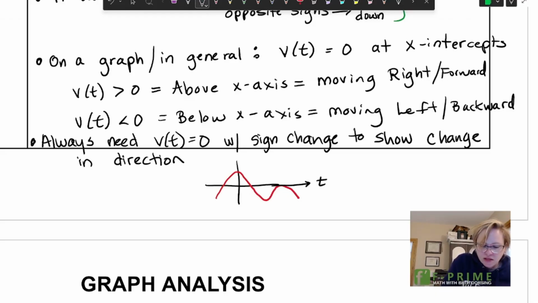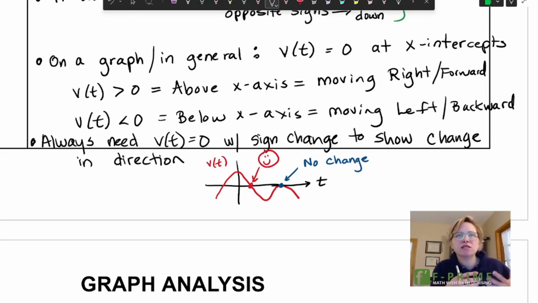and this is t, and this is v of t, you're going to have a sign change here, but unfortunately right here, this is no change in direction. It is a spot where the velocity is going to be 0, but you'll see the velocity stayed negative. So there was actually no sign change or no change in direction that we can show. So the velocity being just 0 is not enough to show a change in direction. You need both the velocity to be 0 along with a change in sign to really prove that you've changed directions.